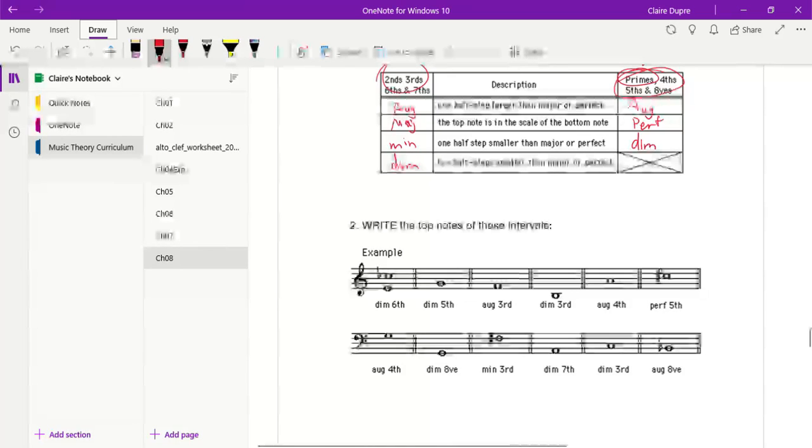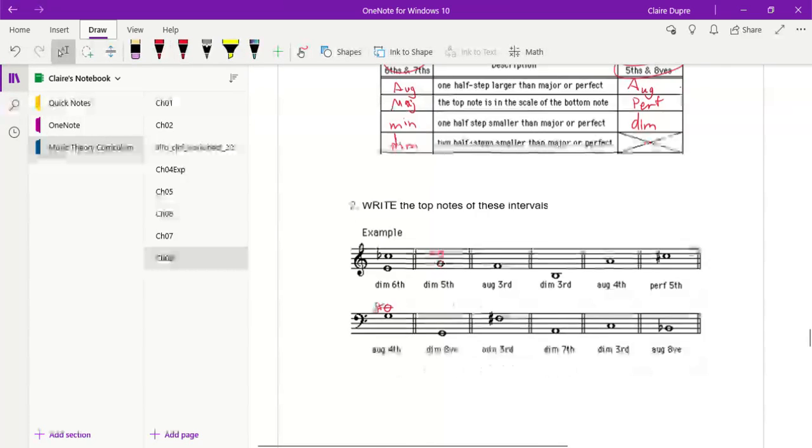So diminished fifth. 1, 2, 3, 4, 5. Here's our fifth. You need to make it diminished. In the key of G, D is normally natural. Got to make it a half step smaller. Diminished fifth. Let's look at this one. Augmented fourth. 1, 2, 3, 4. G to C. In the key of G, there is only an F sharp. C is normally natural, but it's augmented. Got to make it bigger. So we're going to add a sharp. And continue on with the rest of these.